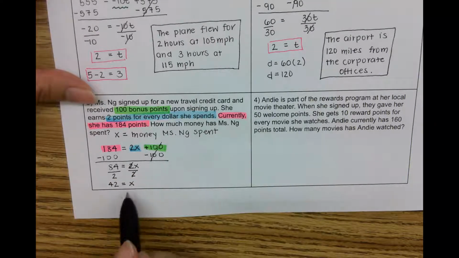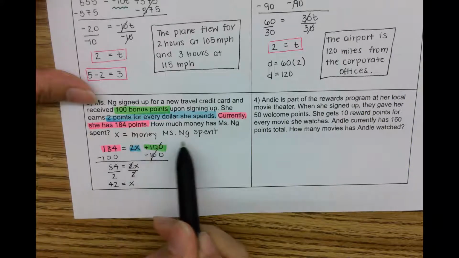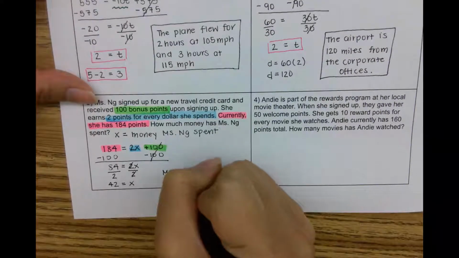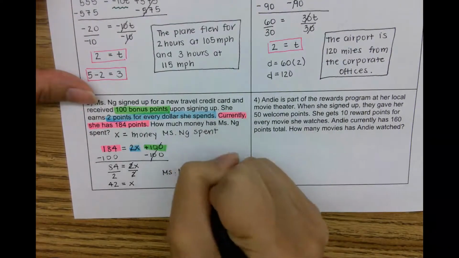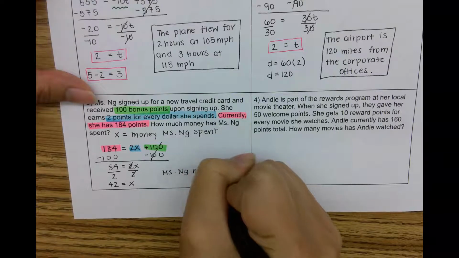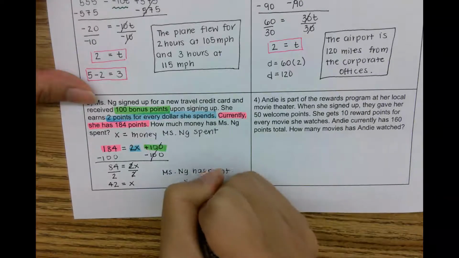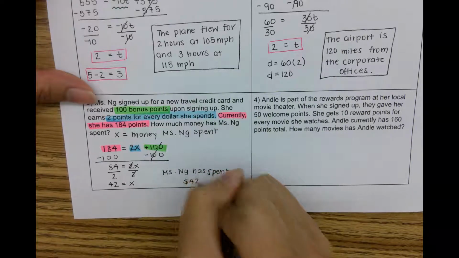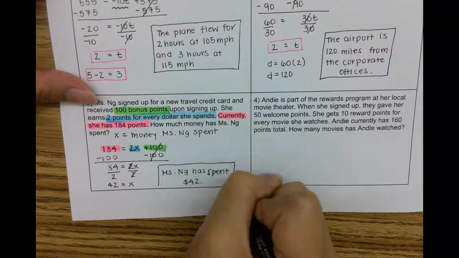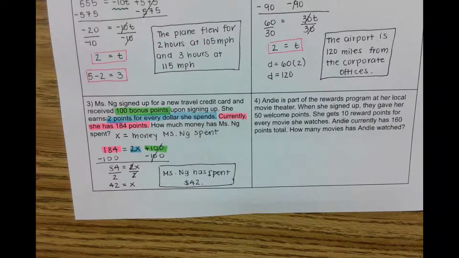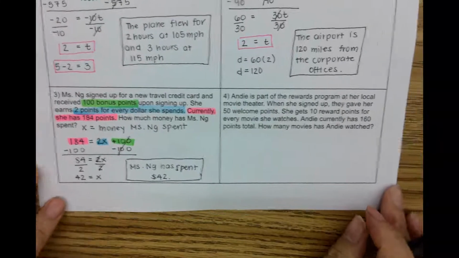Okay, so what does this mean now that I have x equals 42? So because x is the money Miss Ng spent, this tells you that Miss Ng has spent $42. Okay, and that answers my question. I wanted to know how much money I spent. There you go, Miss Ng has spent $42. Okay, so now let's try the next one.